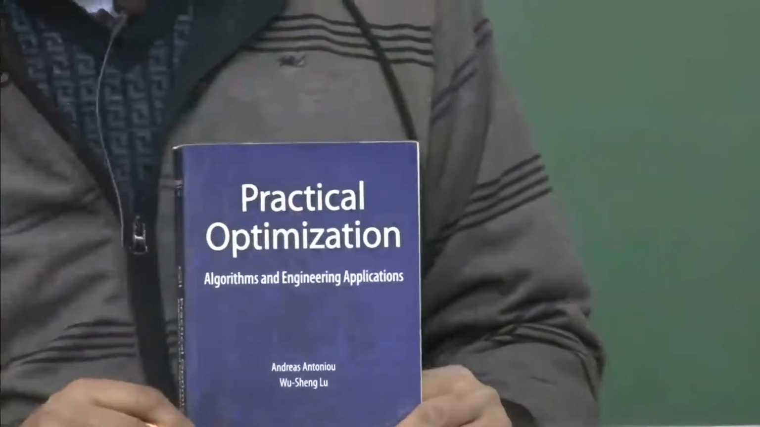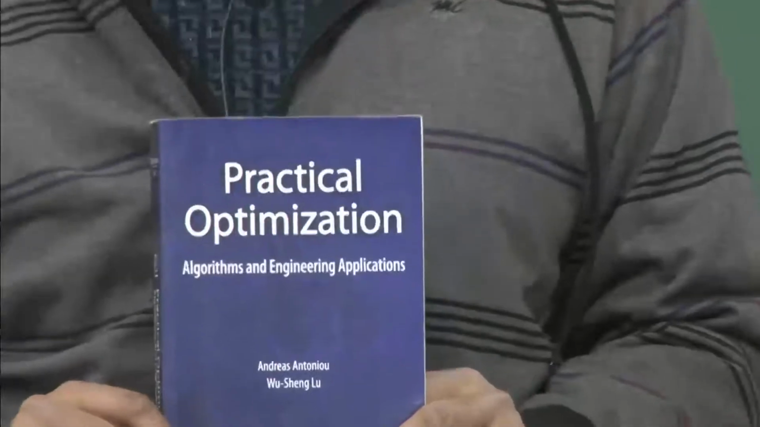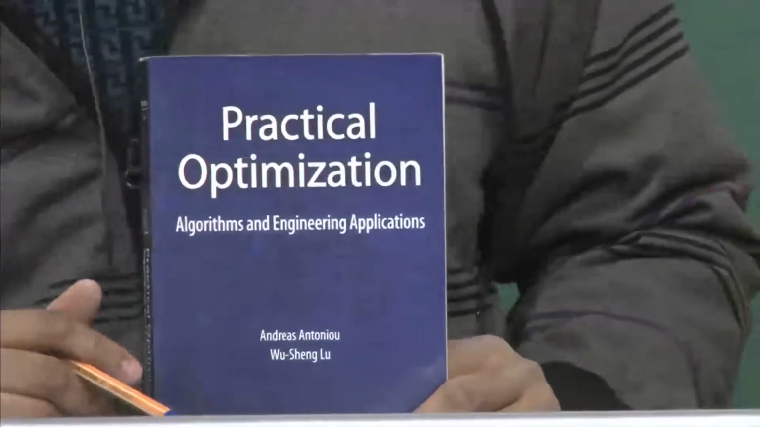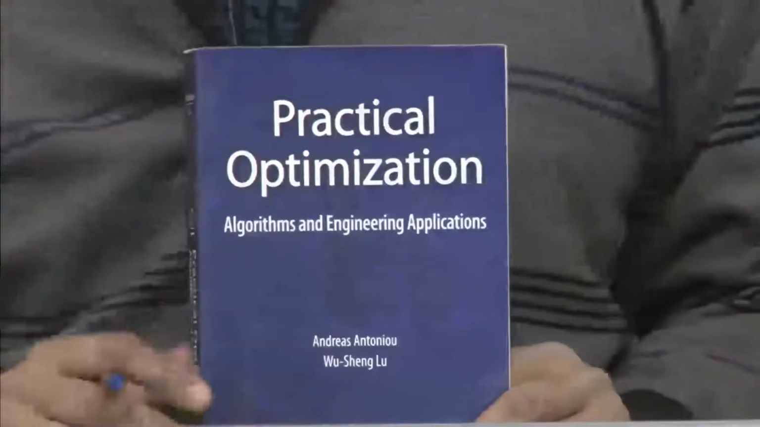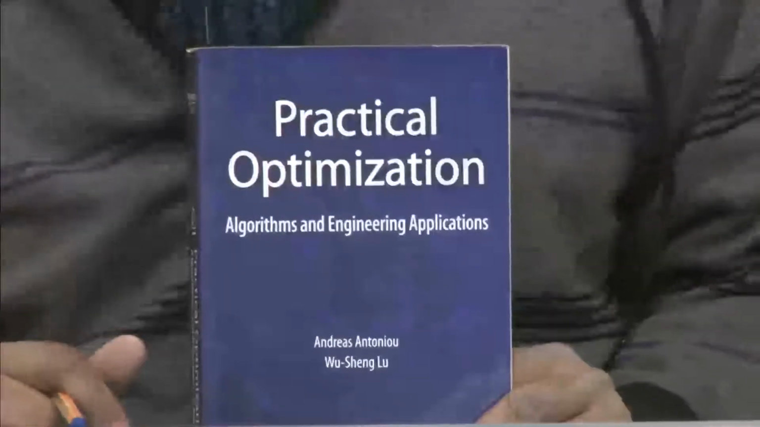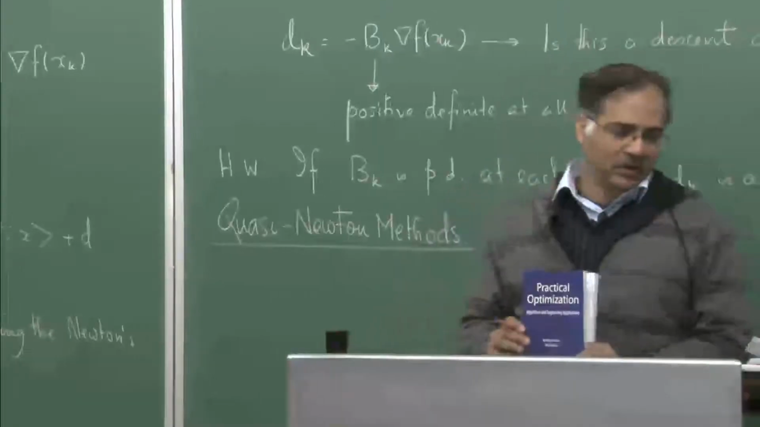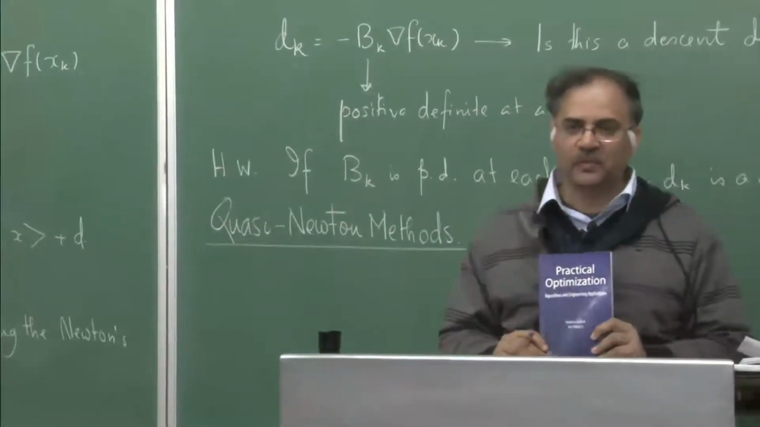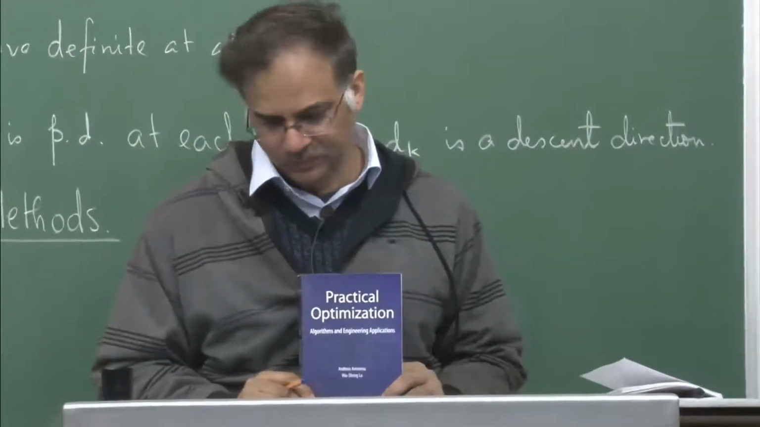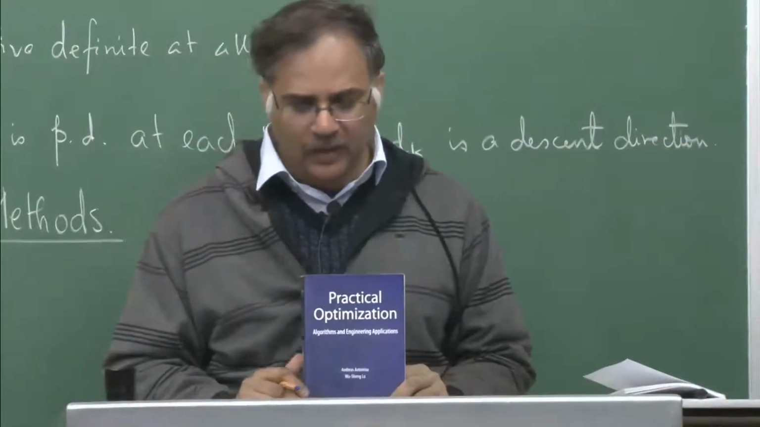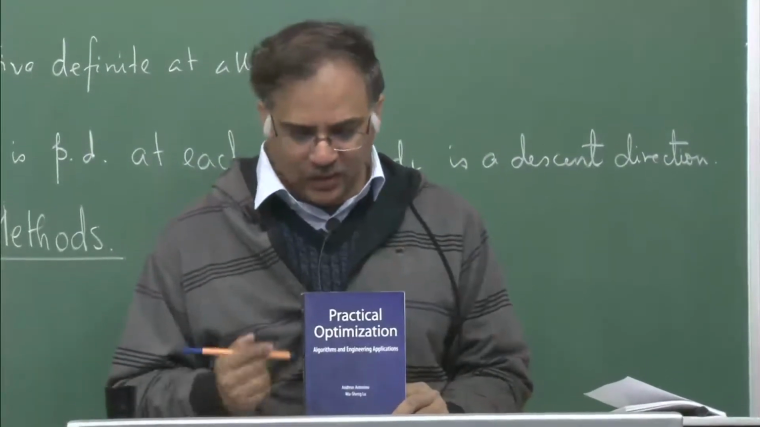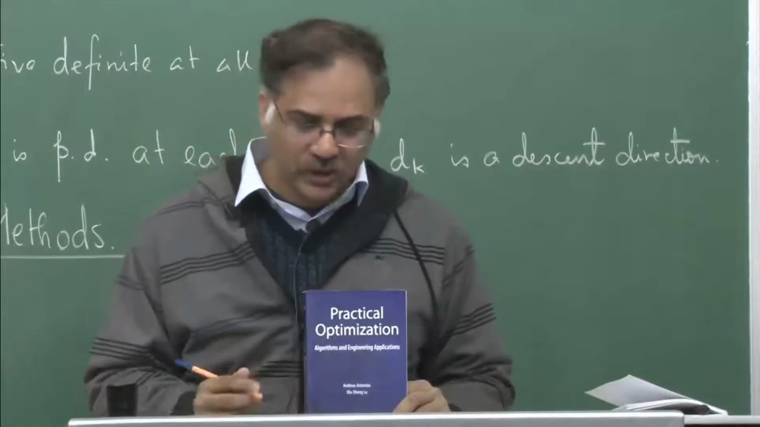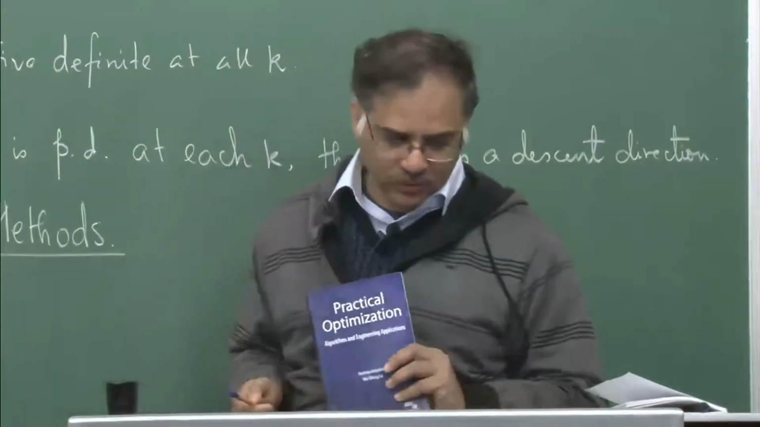I will also use very soon the book by Roger Fletcher, the legendary Roger Fletcher, one of the greatest optimization geniuses in the world. So, he is sometimes called the optimization wizard. So, I would now start discussing the conjugate direction method from this particular book.